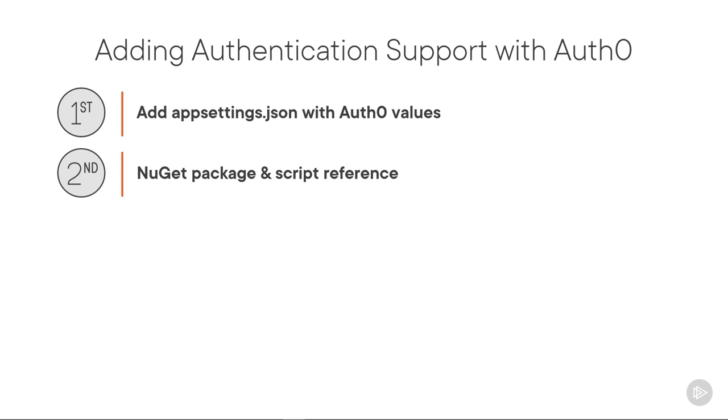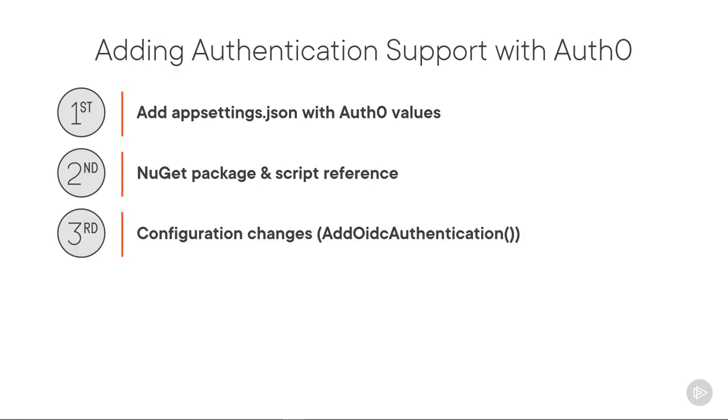Another JavaScript file reference is also needed in the hosting page, so in the host.cshtml, I will add a script reference to the AuthenticationService.js file, which comes bundled with the authentication package. With support from the NuGet package, we can now call an extension method, AddOidcAuthentication, in our Program.cs, pointing back to the settings in the appsettings.json.